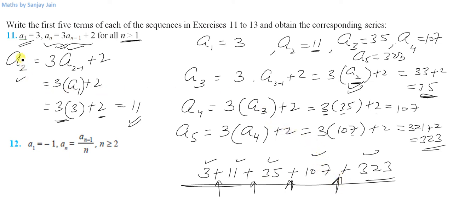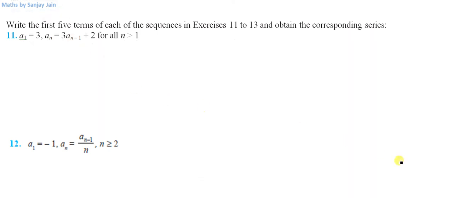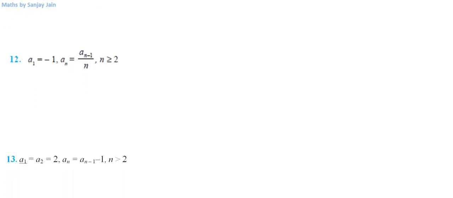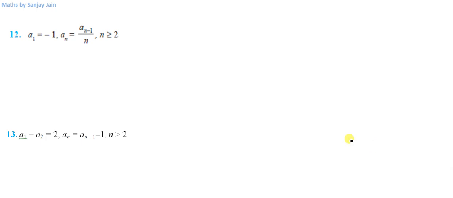Okay, let me erase the board now and move on to the 12th question, where I just need to find the first 5 terms and then write the corresponding series. First term is already given, A1 is equal to -1, and for the rest of the terms I have got this formula. For n greater than or equal to 2, I need to apply this formula and find the terms.